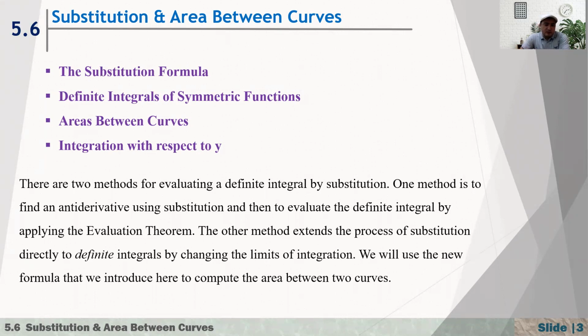So there are two methods for evaluating a definite integral by substitution. One method is to find an antiderivative using substitution, and then to evaluate the definite integral by applying the evaluation theorem. The other method extends the process of substitution directly to definite integrals by changing the limits of integration. So we will use a new formula that we introduce here to compute the area between two curves.